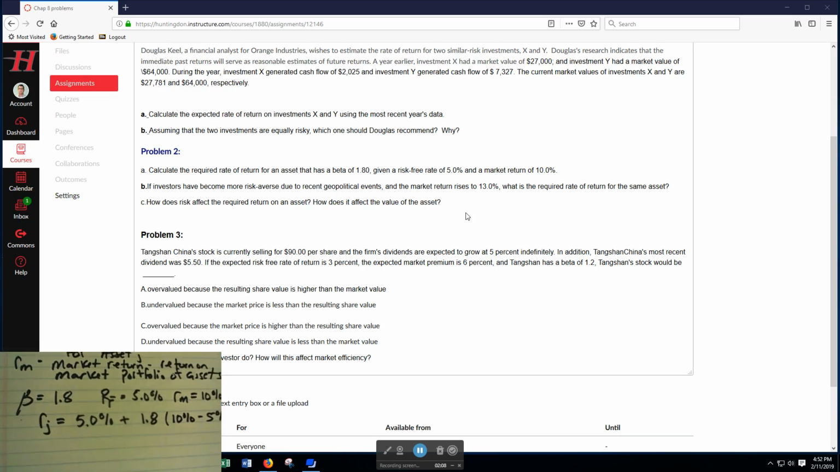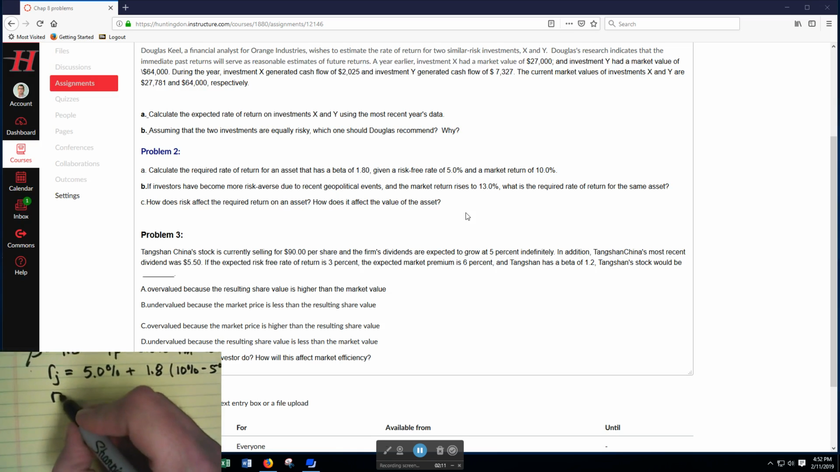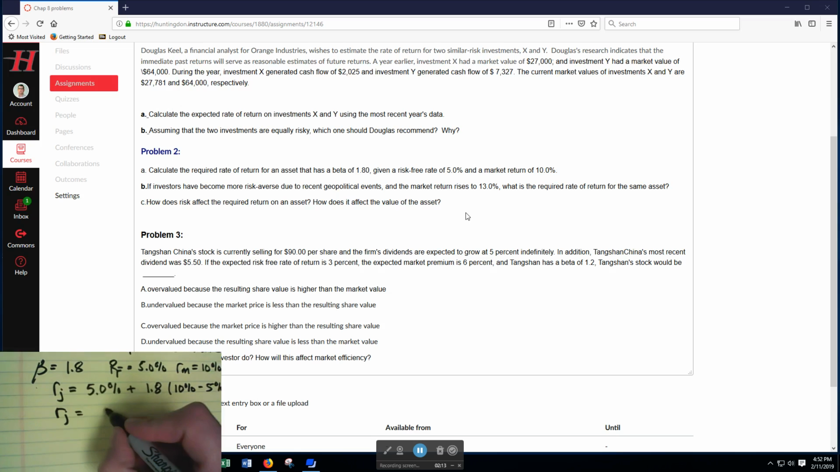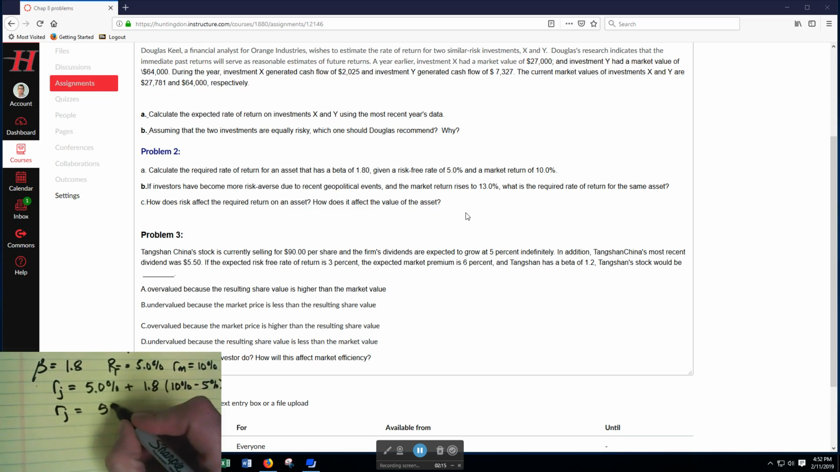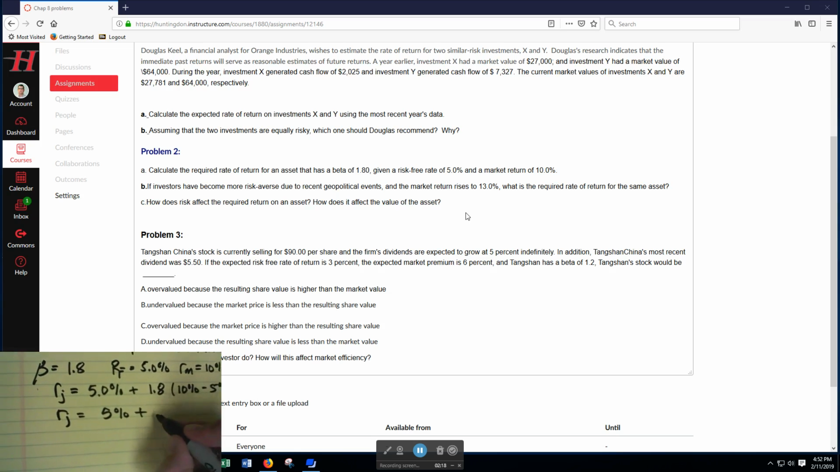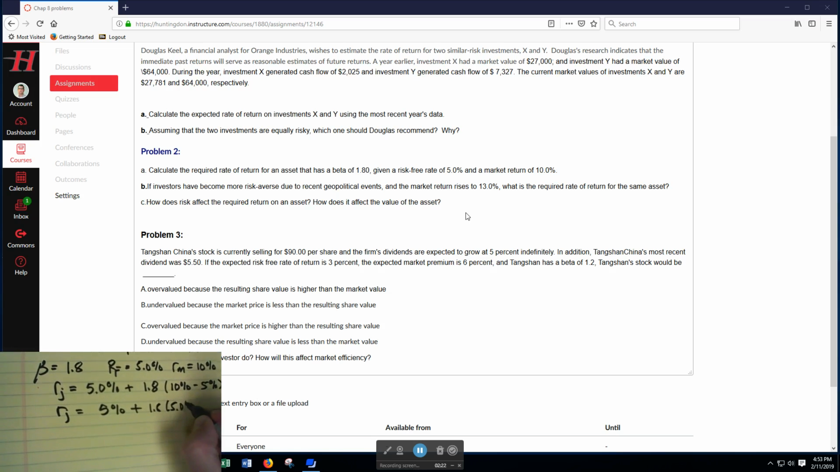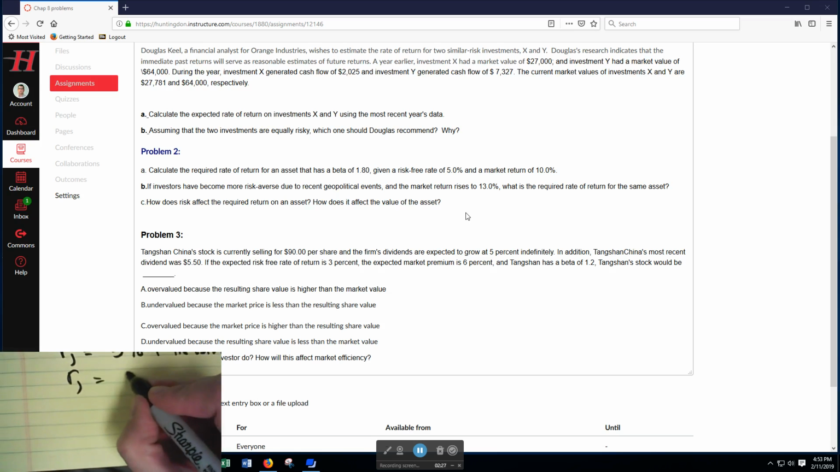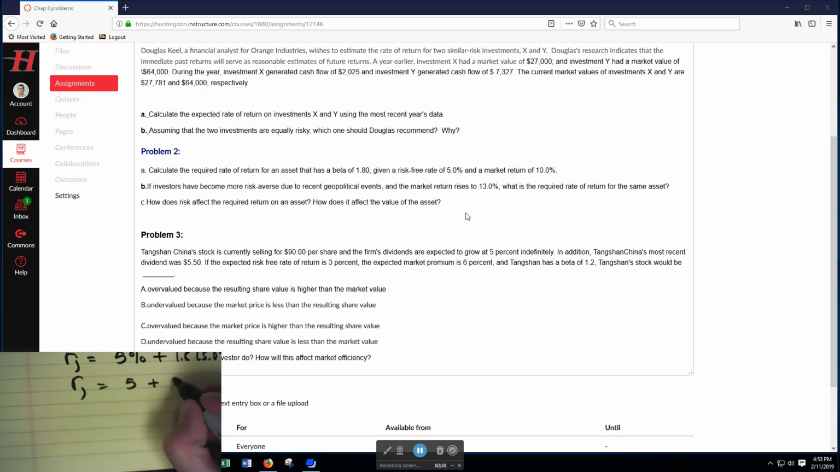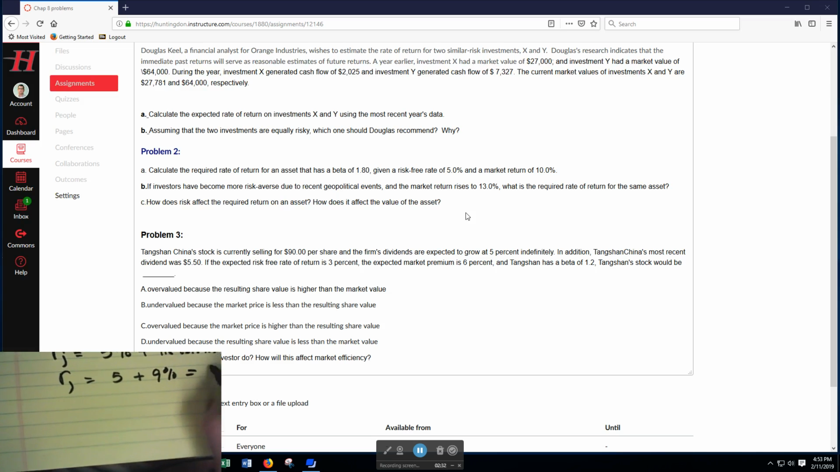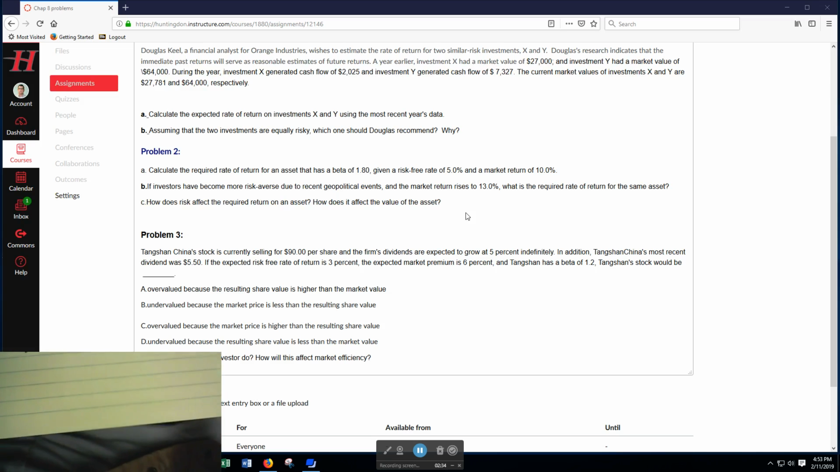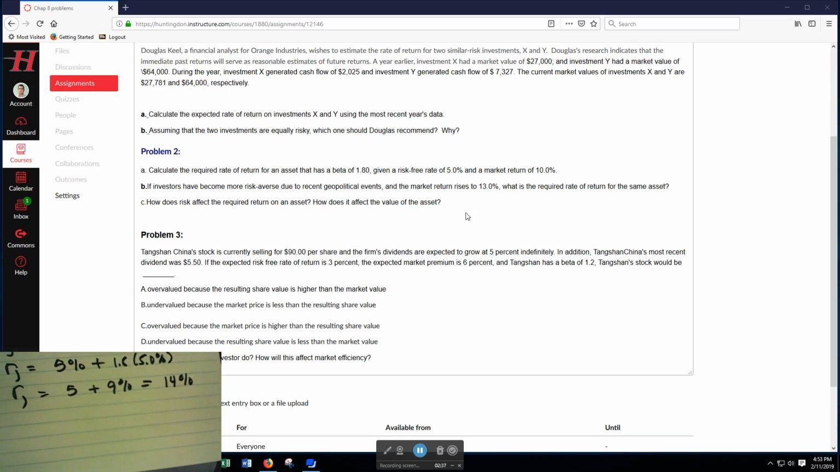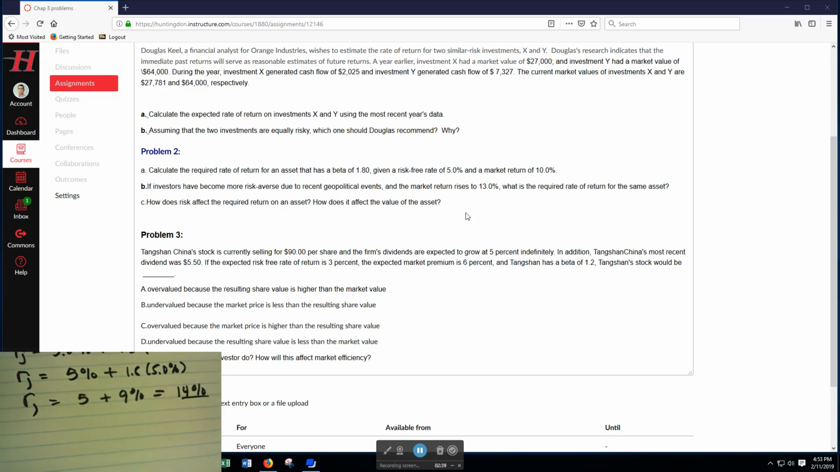which is that risk-free rate. Okay. So the required return is equal to 5% plus 1.8 times 5%. Our required return is going to be equal to 5% plus 9%. That's going to come out to be 14%. So the required return on this stock, in order for us to be able to invest in it, would be 14%.